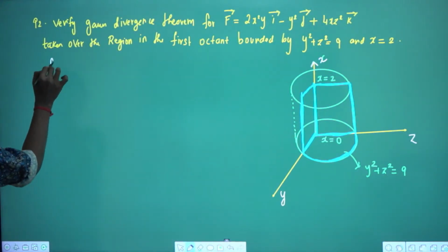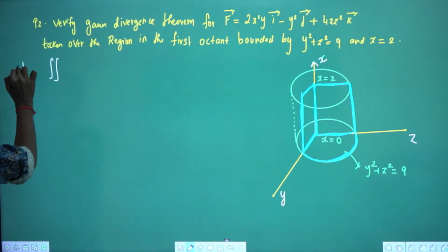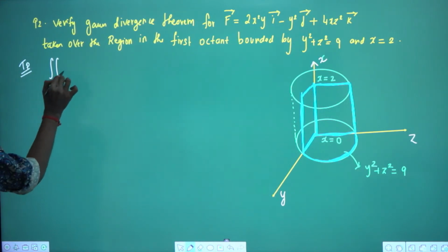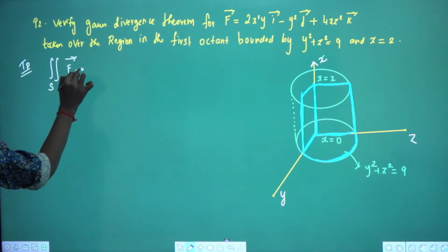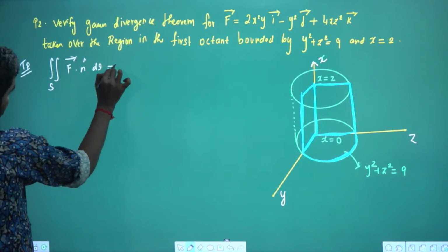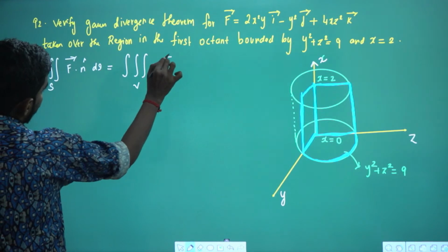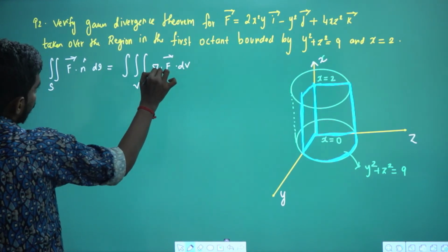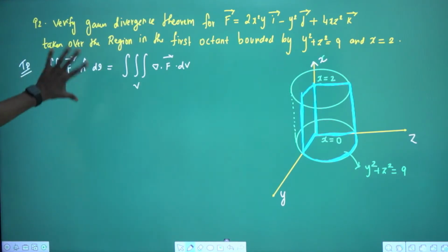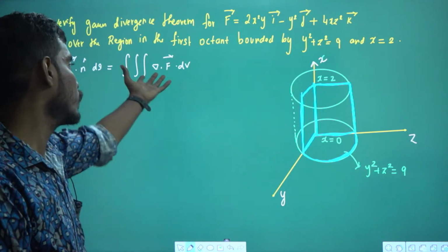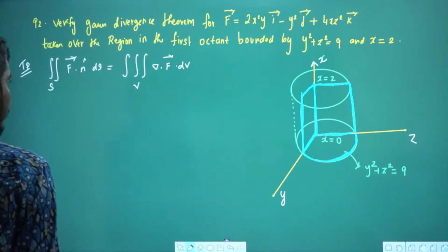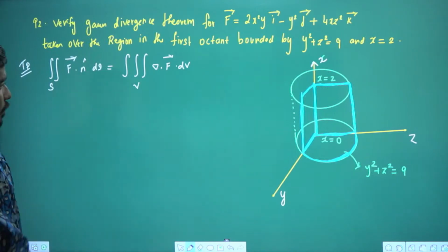So first what we need to verify: we need to prove the double integral over S of f vector dot n cap dS is the same as the triple integral over V of del dot f vector dV. This is what we need to show, right? Usually we will do the volume integral first, then the surface integral. Okay, let me do the procedure.